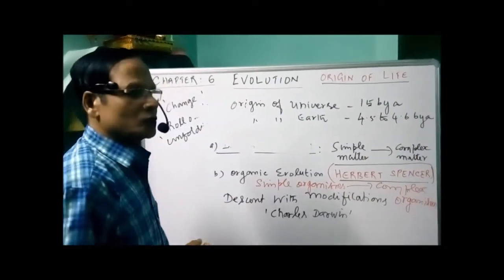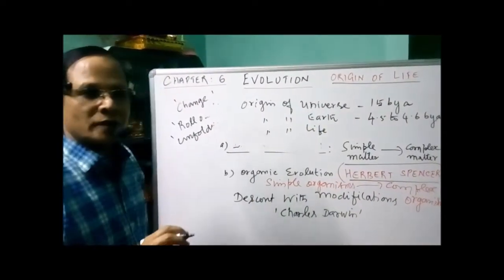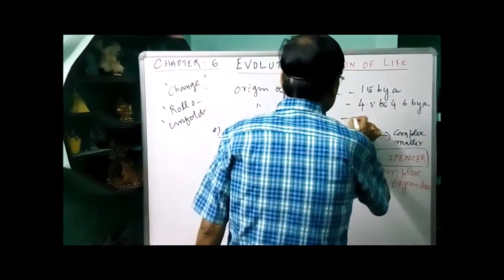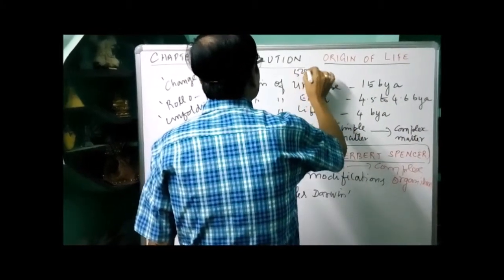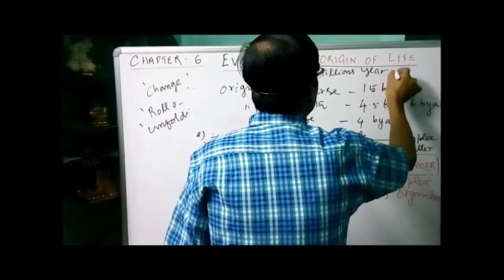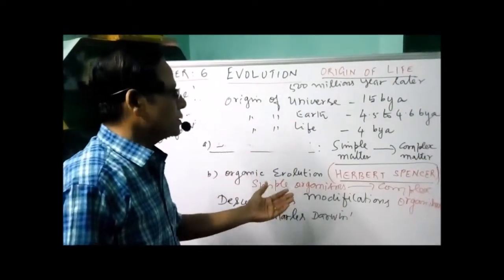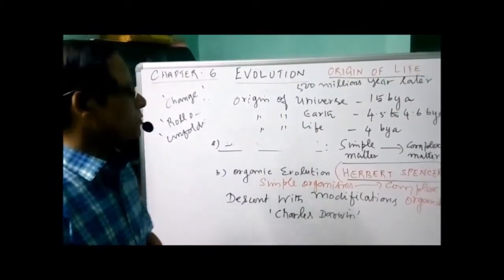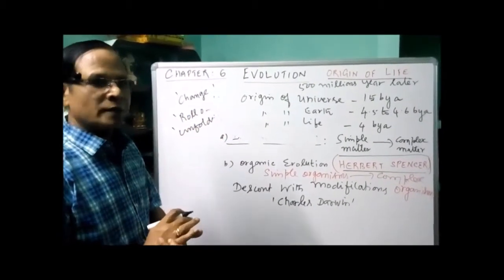Then when did life originate? The origin of life took place nearly 500 million years after the origin of Earth. So roughly we can say 4 billion years ago. After 500 million years, we have the origin of life on this Earth. That is 4 billion years ago. These are some of the concepts and data.